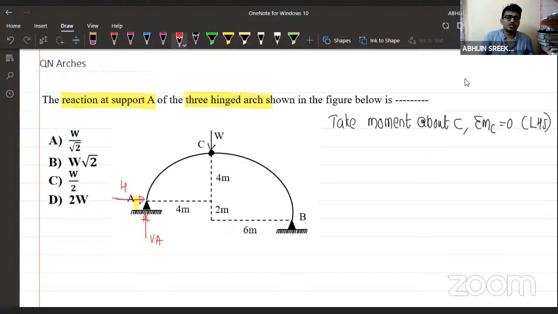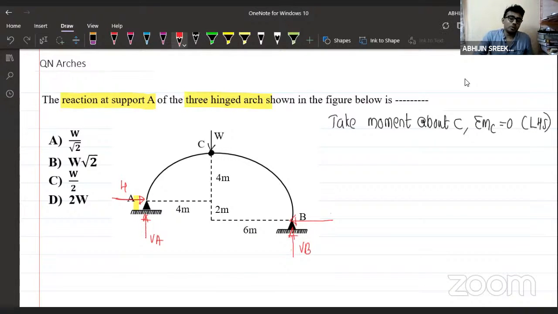Why? Because horizontal reactions will be the same. There will be a horizontal reaction here as well. This is also H, and there will be a vertical reaction here, which I'm going to call VB. These are the reactions at various supports: VA, VB, HA, and H at B.